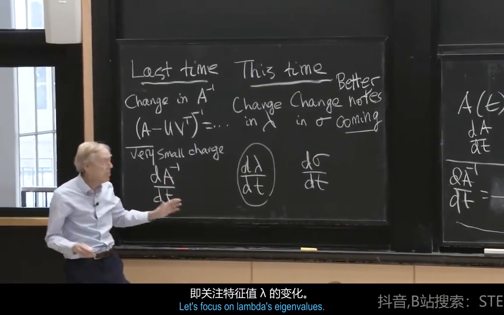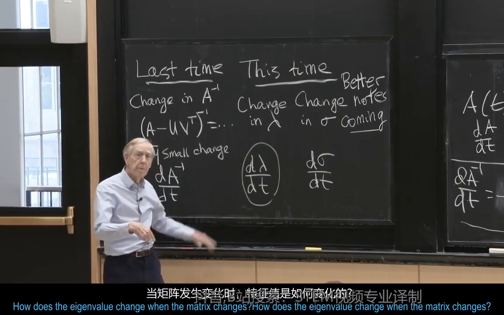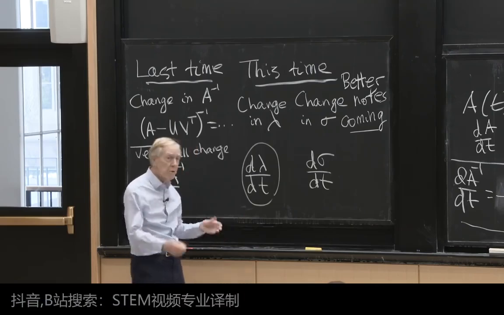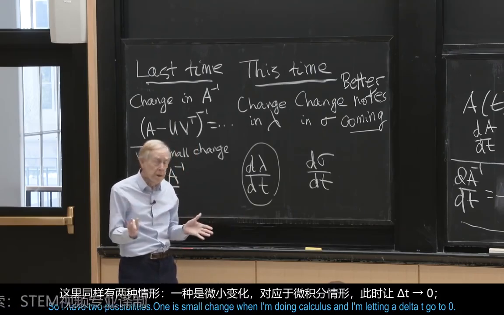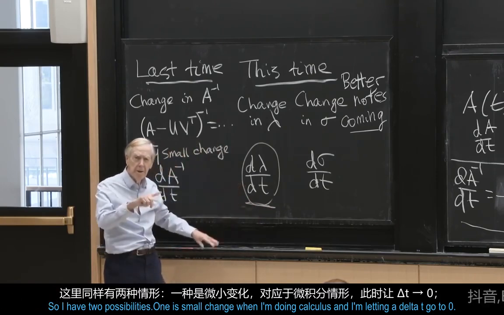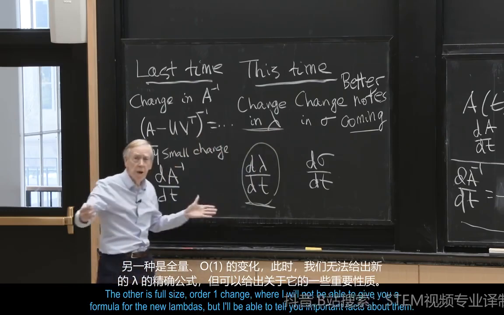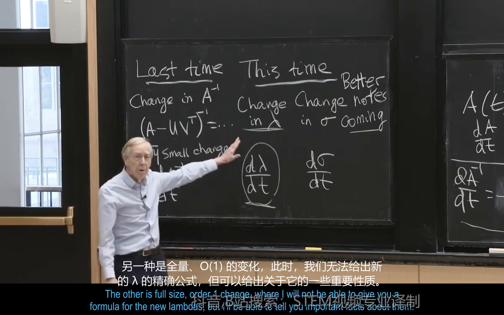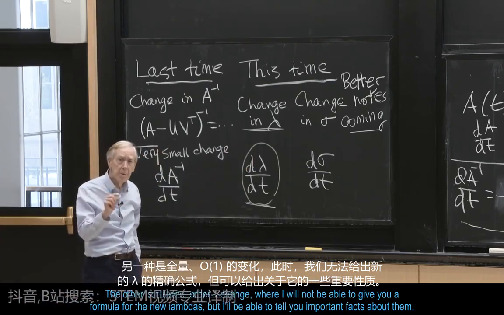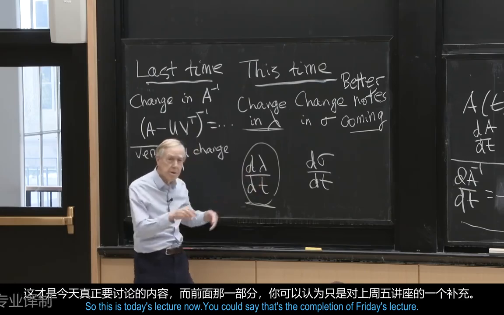Okay, come back to here, to the new thing now. Lambdas, let's focus on lambdas, eigenvalues. How does the eigenvalue change when the matrix changes? So I have two possibilities. One is small change when I'm doing calculus and I'm letting delta t go to 0. The other is full size, order 1 change, where I will not be able to give you a formula for the new lambdas, but I'll be able to tell you important facts about them. So this is today's lecture now.